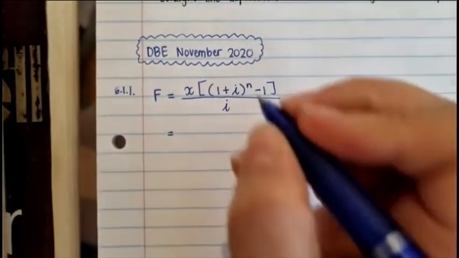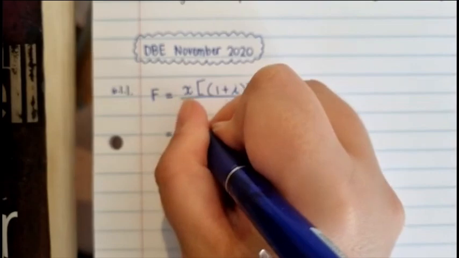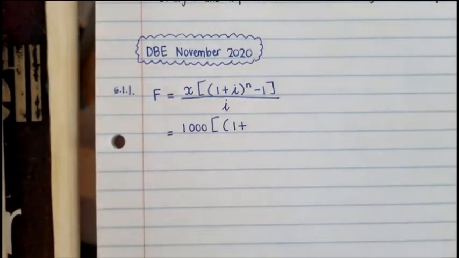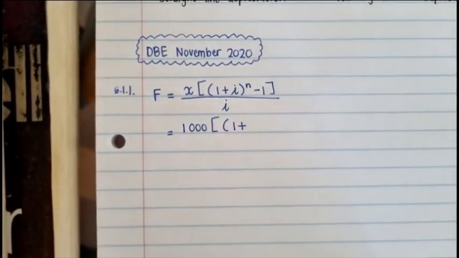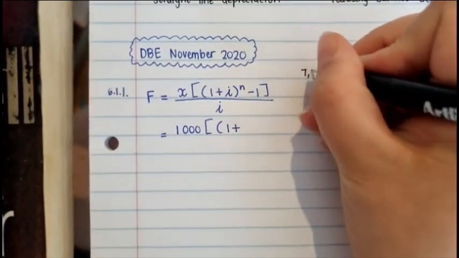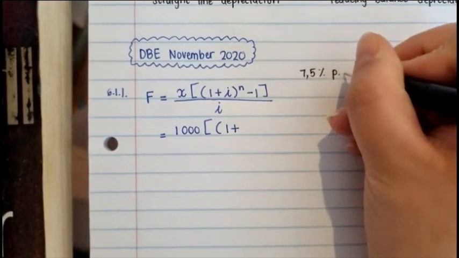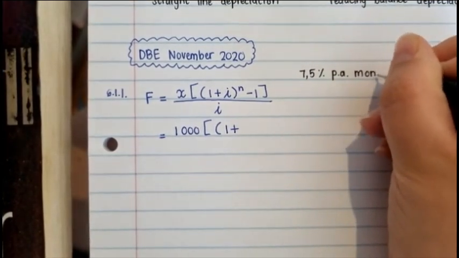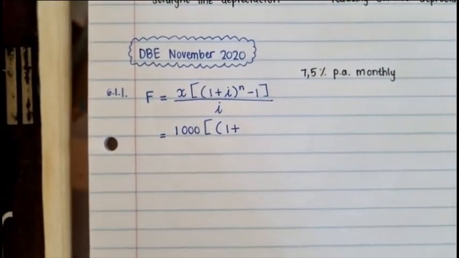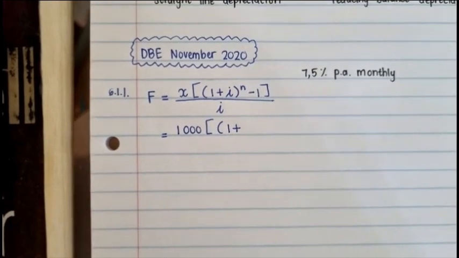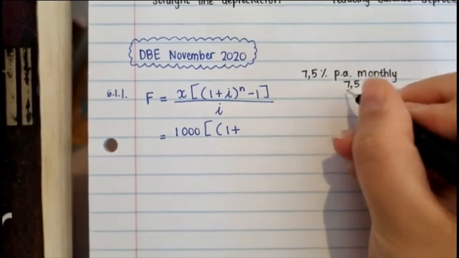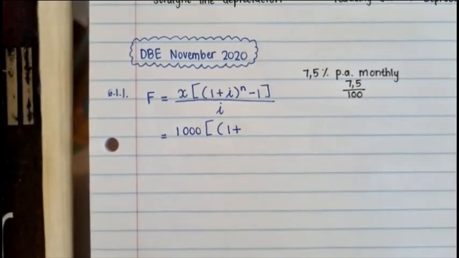Okay, so X is the monthly payment that he's making, which they told us is 1,000. We have 1 plus. Now the interest rate is 7.5% per annum compounded monthly. Now, some teachers teach their students to write the interest rate over 12. I prefer to do it like this. I'm going to say that 7.5% is the same as 7.5 over 100. I'm sure we all know that.